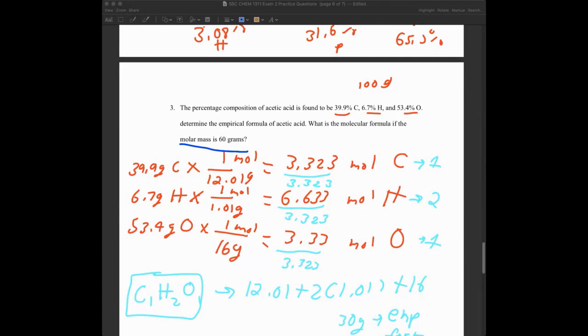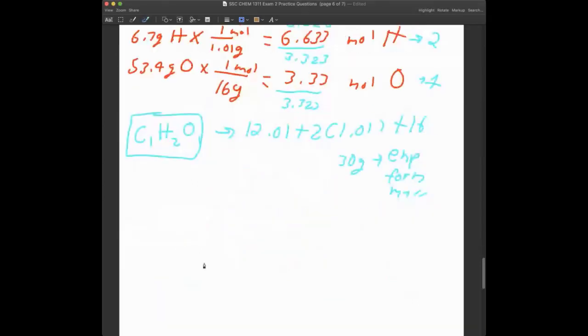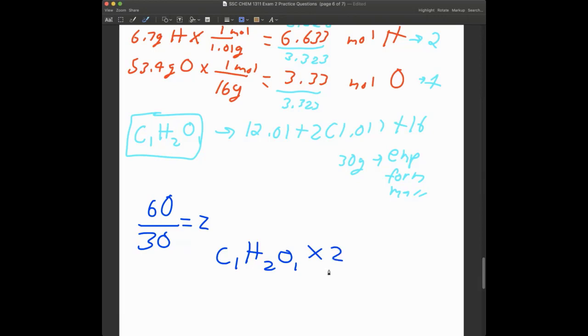So how did y'all get the 2 in this case? Yeah, 60 divided by 30, right? Because if you remember that formula we did earlier, the n formula, the molar mass over the empirical formula mass, you just get 2. So take the original one and then times 2. So it would be C2H4O2. Excellent. Okay, then that's the problem.